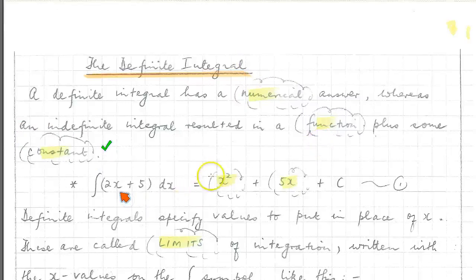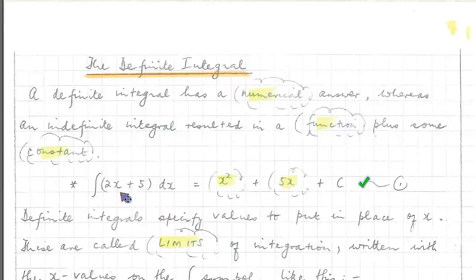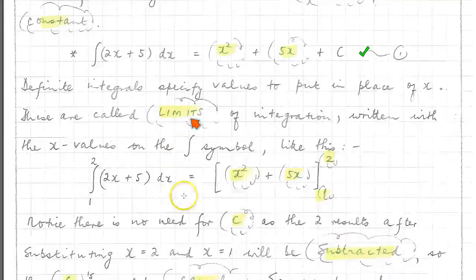Well, you should know that you get 2x squared divided by 2, which is x squared, and 5x plus some constant. Definite integrals specify values to put in place of x in that formula. These are called the limits of integration, and we write them with the x values on the integral symbol like this. So let's do this definite integral, the integral of 2x plus 5 from 1 to 2.